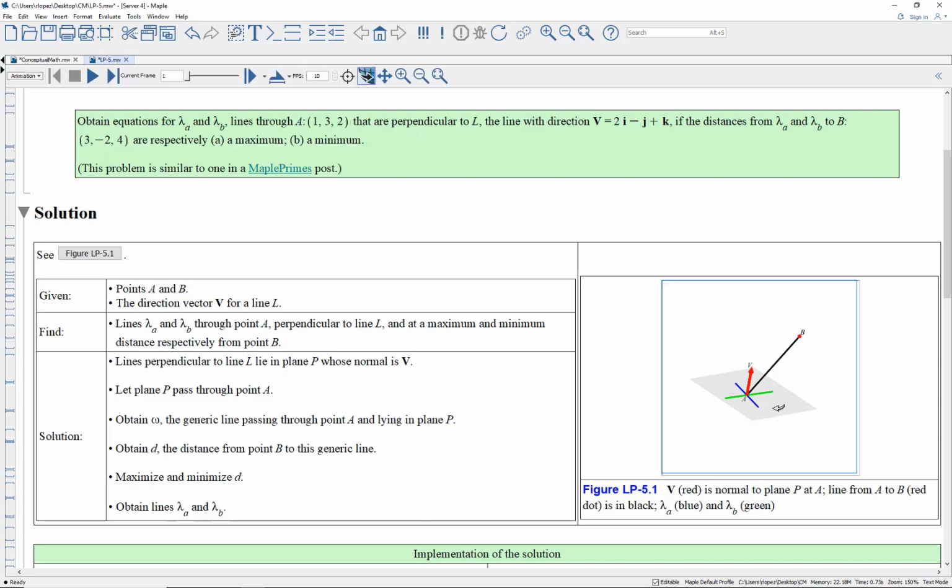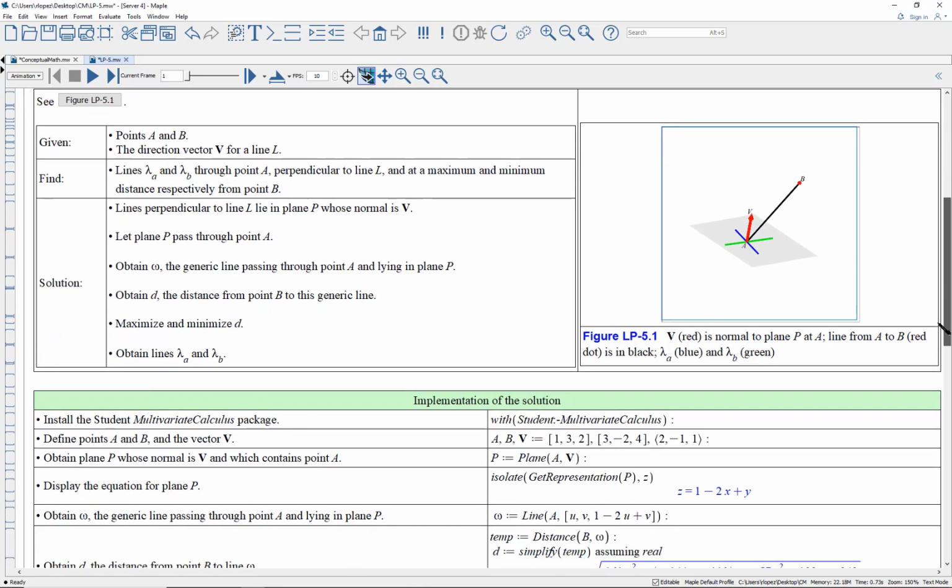But let me point out that this is an animation. And what I'm showing are lines from B to a moving generic line in the plane P. And when it gets to here, you see this green line. You've got a projection. That's going to be the minimum. So projection here will give you the minimum. And the maximum distance is going to be when you go straight down to point A. And that's that blue line. So that turned out to be the solution. But believe me, it took quite a bit of thinking to get to the realization that that's what was happening.